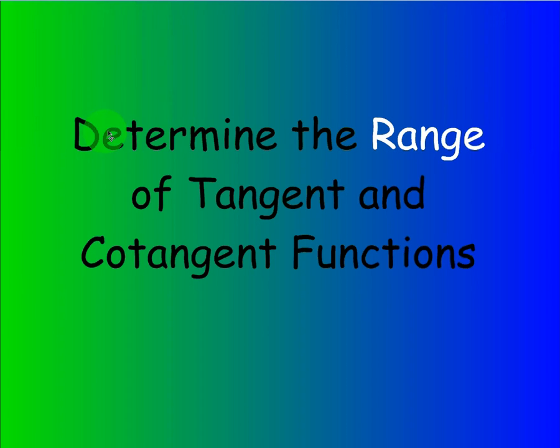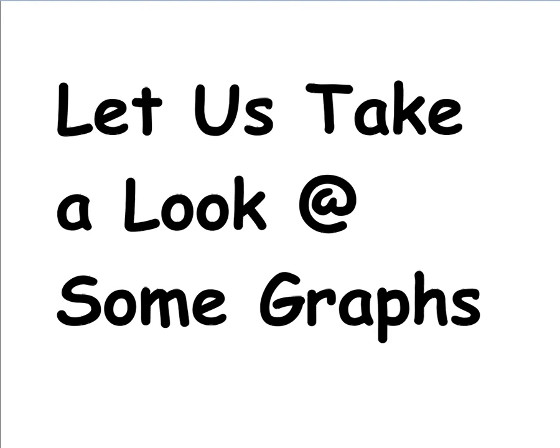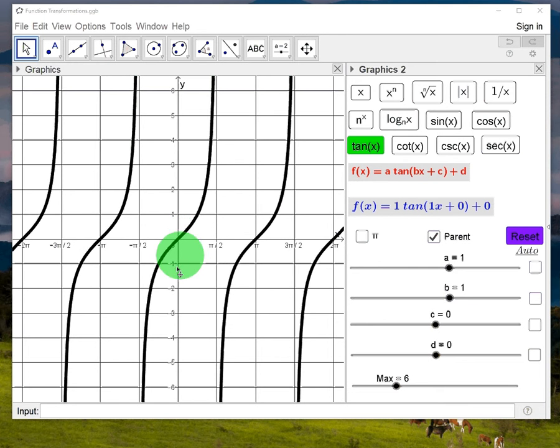Next up, we are going to be looking at determining the range of tangent and cotangent functions. I can tell you right now, this is way easier than sine and cosine. Let's go ahead and take a look at some graphs. Now, here is the graph of a normal tangent function. We can see it goes up to infinity, down to negative infinity.